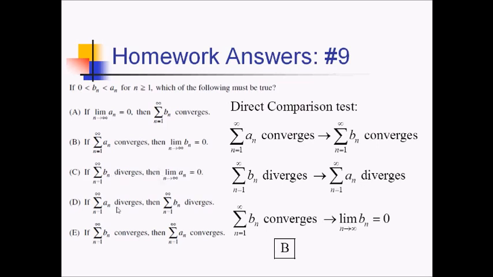Choice D, if A diverges, B diverges. Well, A is bigger than B, so the fact that A diverges tells us nothing about a smaller series. And then choice E, if B converges, A converges. B is smaller than A. The fact that a smaller series converges doesn't tell you about a bigger series. So in the end, choice B is the best option.